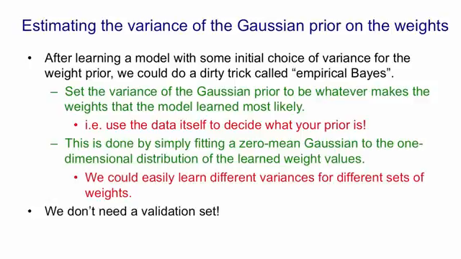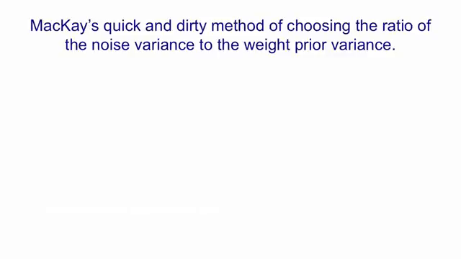We don't need a validation set, so we can use all of the non-test data for training. And because we don't need validation sets to determine the weight penalties in different layers, we can actually have many different weight penalties. This would be very hard to do with validation sets. So here's MacKay's method.